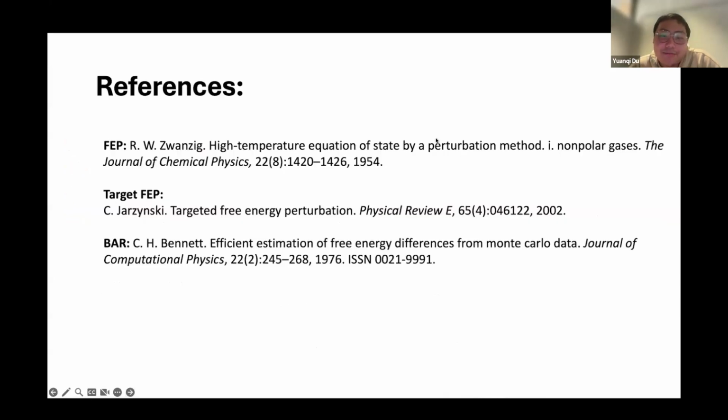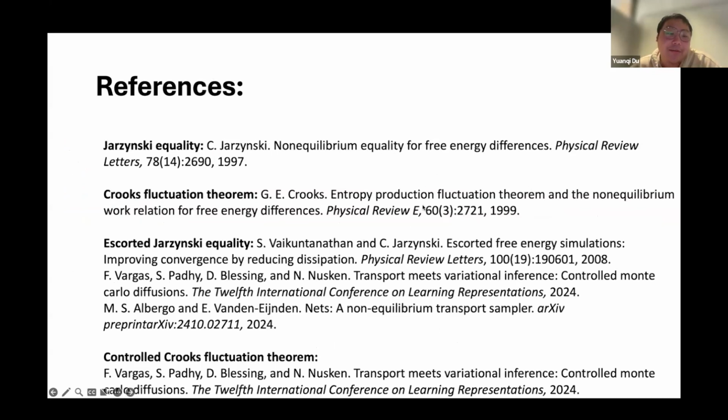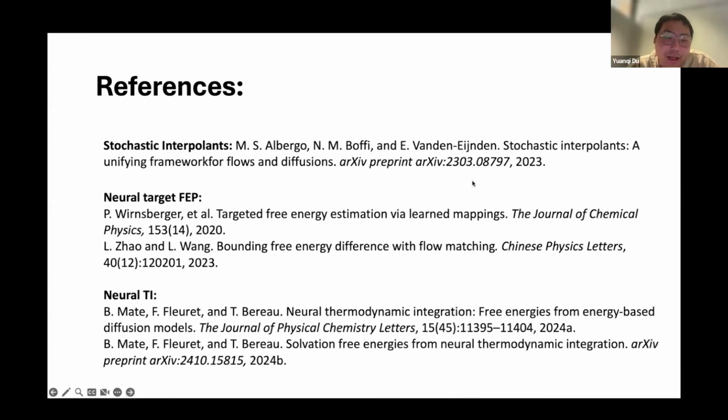There are some references that are classical methods, like the seminal work of FEP, targeted FEP, BAR, and Jarzynski, and also the Crooks fluctuation theorem and escorted Jarzynski that were recently proved and revisited. In the interest of neural samplers, there are also other neural network based approaches like neural targeted FEP from DeepMind, and many others.